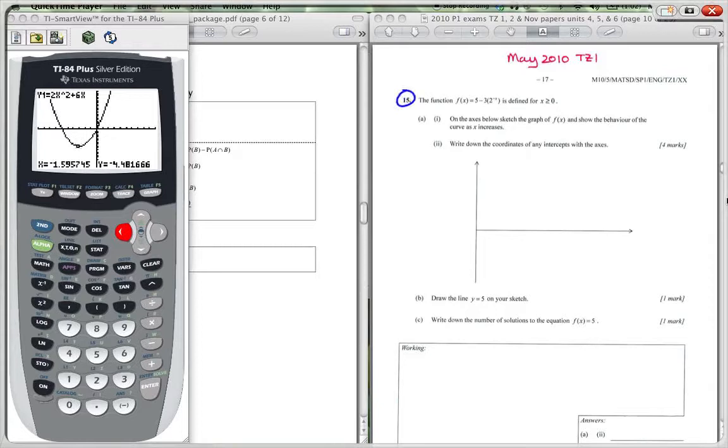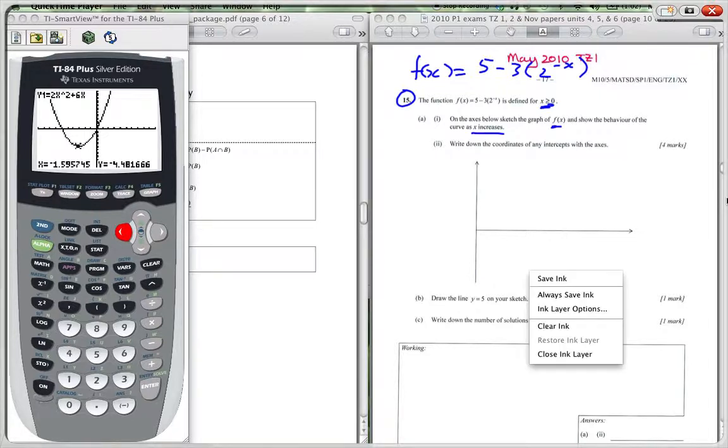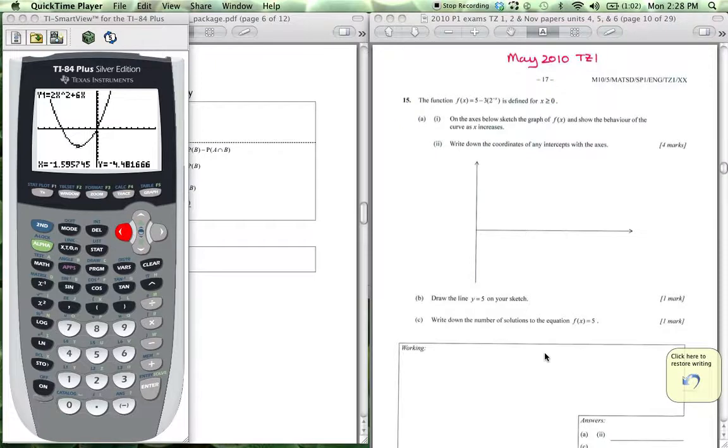Question 15. The function f of x is equal to 5 minus 3 times 2 to the minus x, defined for x greater than or equal to 0. On the axis below, sketch the graph of f of x and show the behavior of the curve as x increases. Now, I would always straight away go and plot this on your graphics calculator.